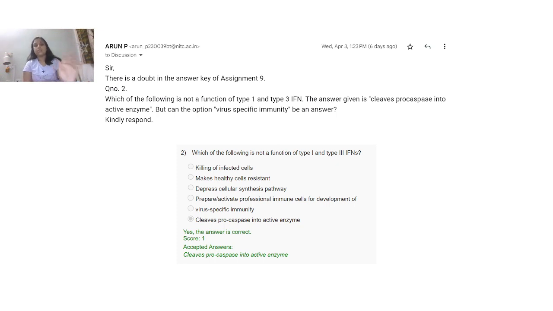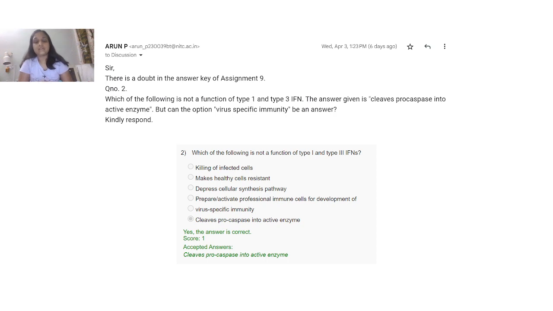Kindly respond. So the question was which of the following is not a function of type 1 and type 3 interferons. Not a function here, they have told. It is not asking which of the following is a function. So the options were killing of infected cells, makes healthy cells resistant, depress cellular synthesis pathway, prepare or activate professional immune cells for development of virus specific immunity, then cleaves procaspase into active enzyme. So the question is not which of the following is a function of type 1 and type 3 interferon. It is not a function of type 1 and type 3.